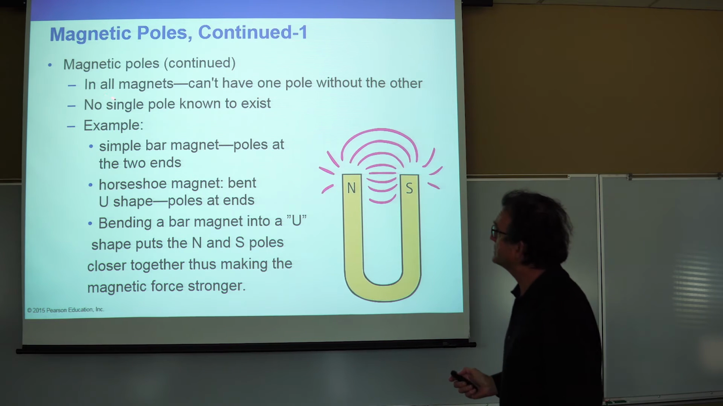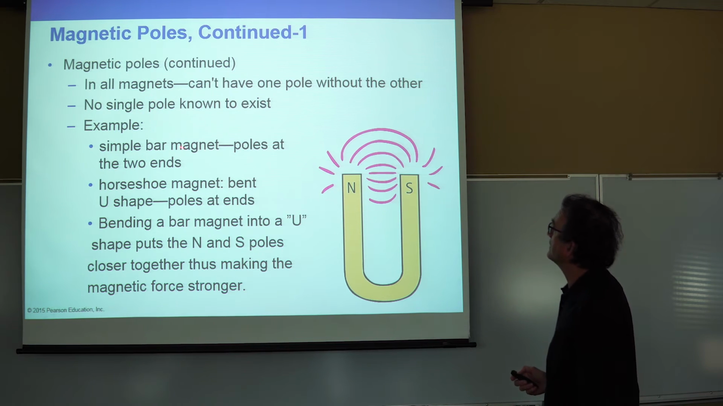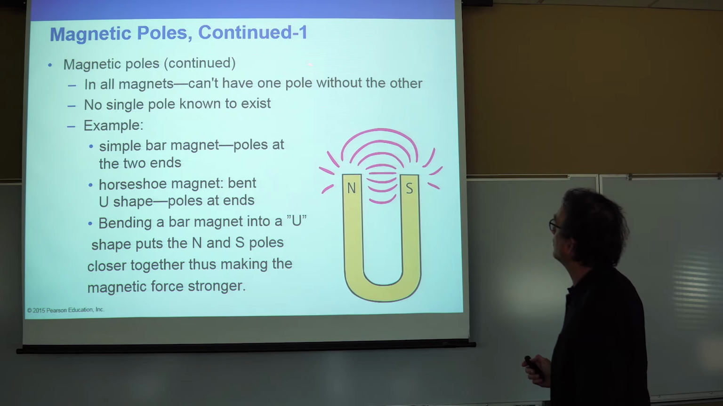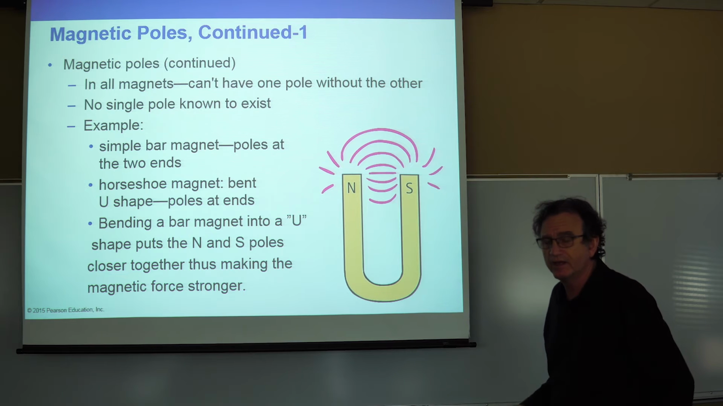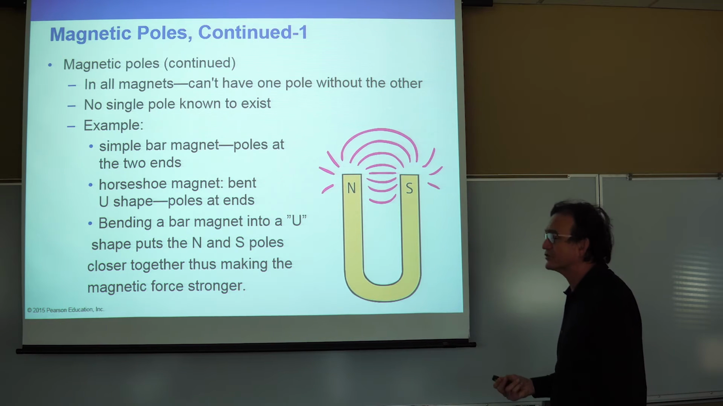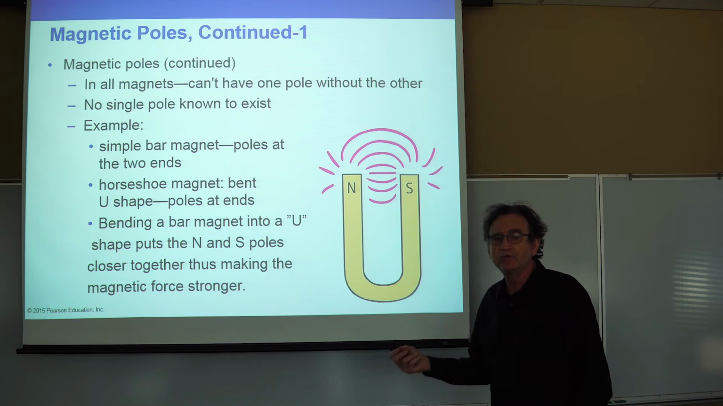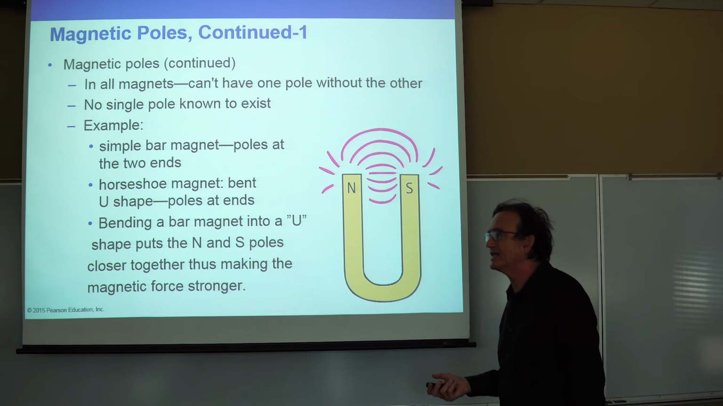In all magnets, we always have two poles of a magnet. You cannot have one pole existing without the other. This is in contrast to electric charges. With electric charge, I can have a positive charge without a negative charge. Well, I can isolate the two.